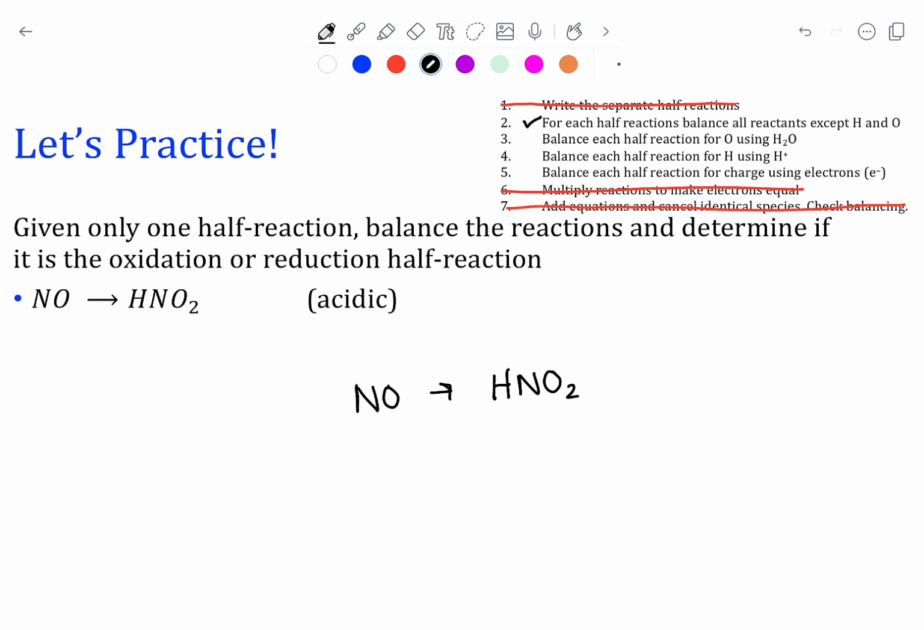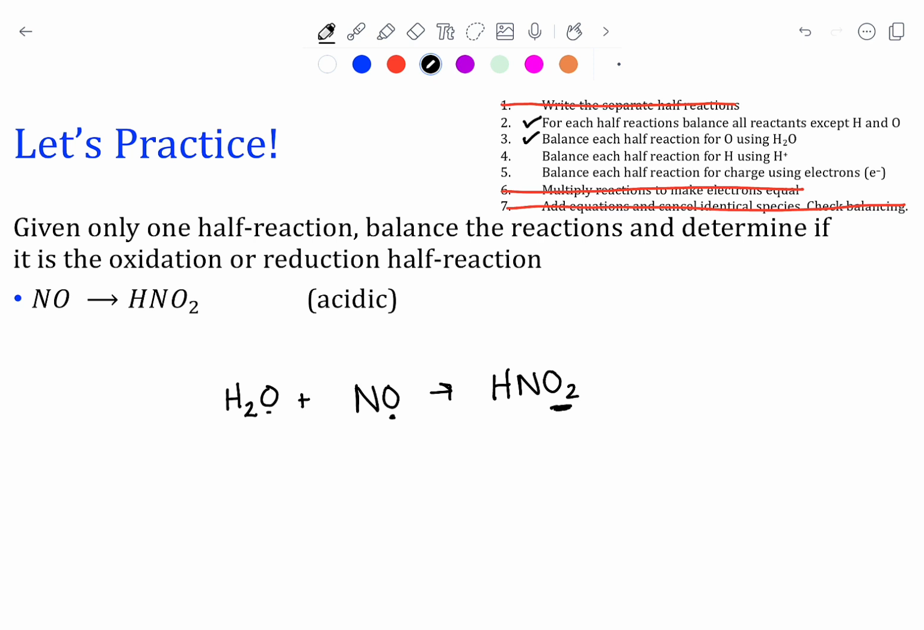Balance each half reaction for oxygen using water. So we have 2 oxygens on our product side, but we also have 1 oxygen already on our reactant side. So we only need to add 1 water to our reactant side. So now I have 2 oxygens to balance out the 2 oxygens. So let me check that off.